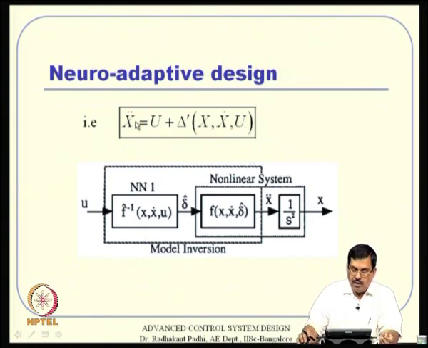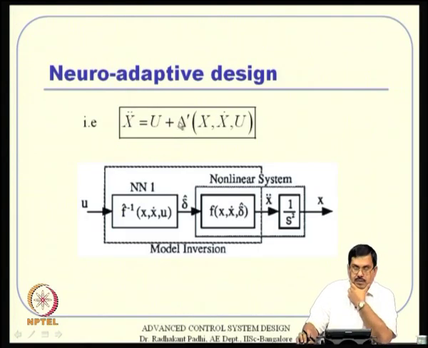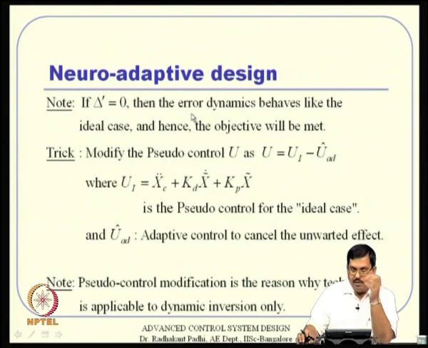So, the whole idea is, can I design a control properly, so that this delta prime will go to 0, and then we are okay basically. So, that is the observation. If delta prime is 0, then my x double dot is equal to u, and I am fine actually. Okay. So, how do you do that?